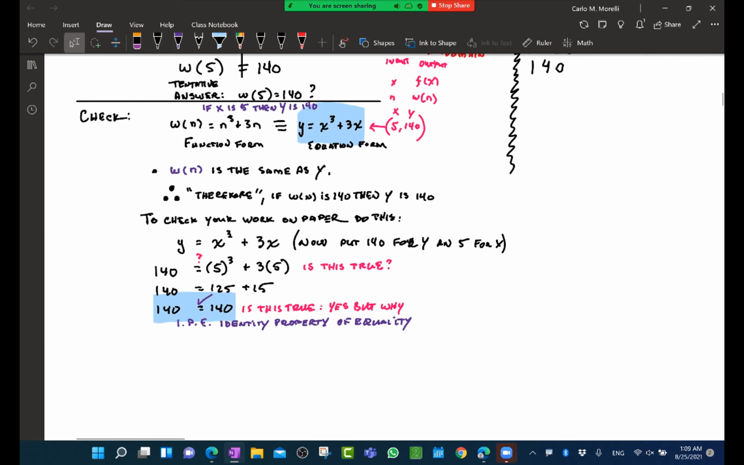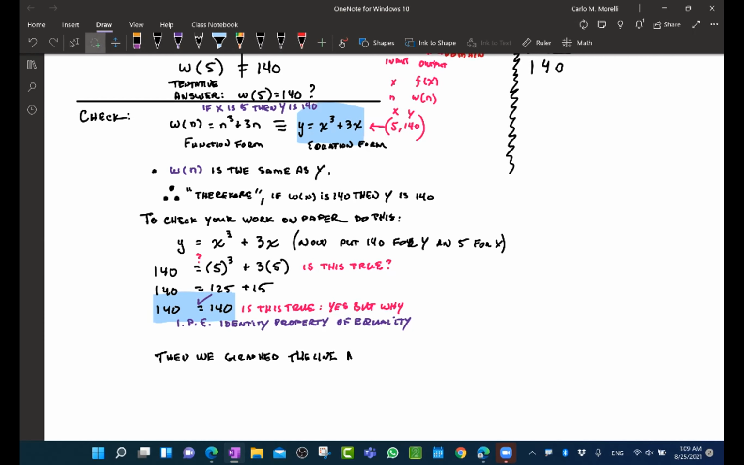And then we graphed it, right? So then we actually graphed it. We graphed the line. And the coordinate.